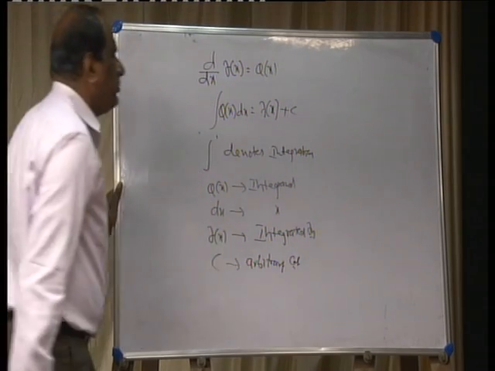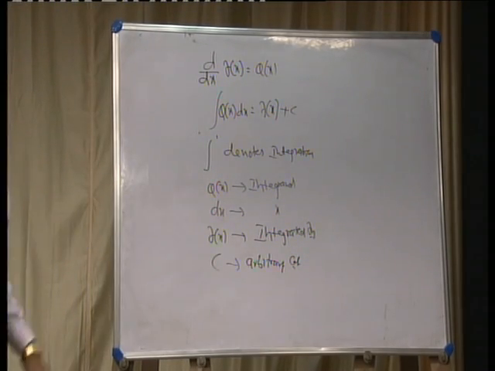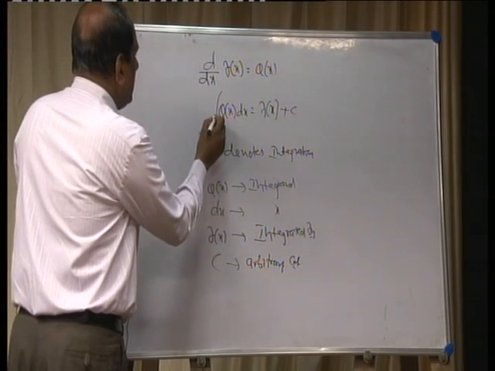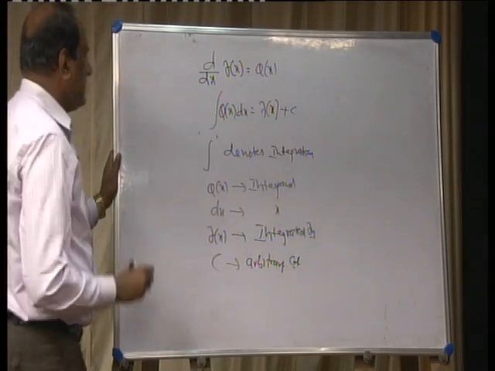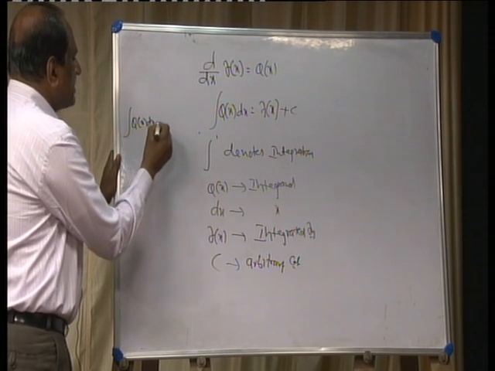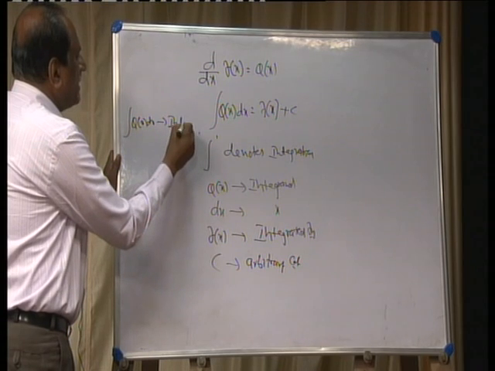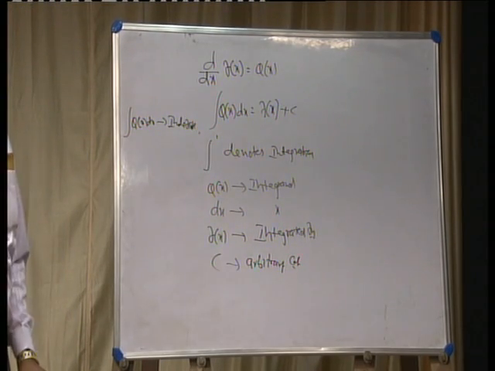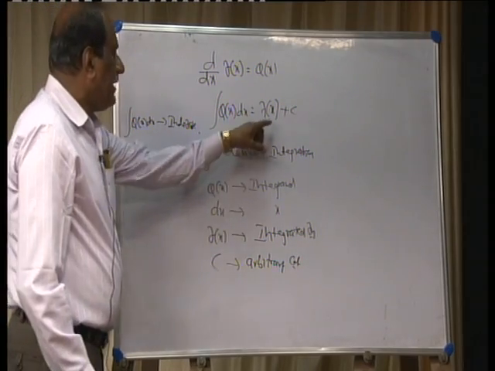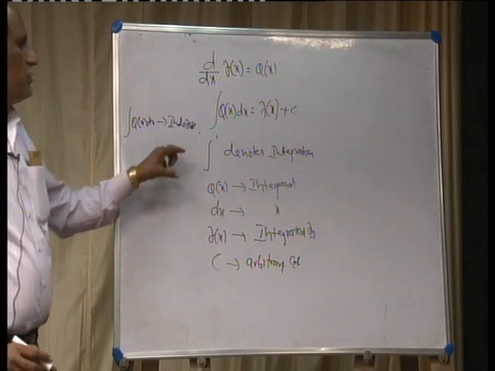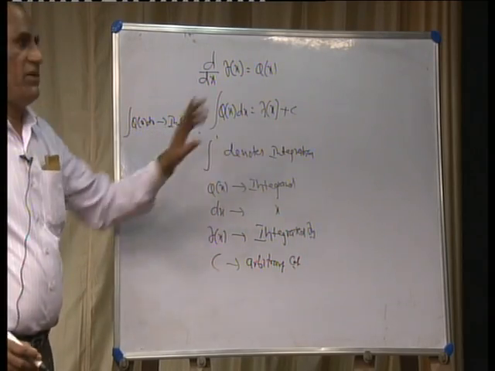So, why is c to be introduced? See here, the integral of q of x dx is called indefinite integration. There is no definite value for this indefinite integral. So why is c to be introduced here? I will give one example to show why c is introduced after the integrated function.